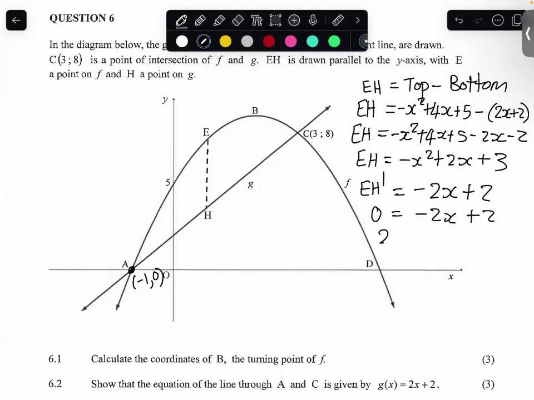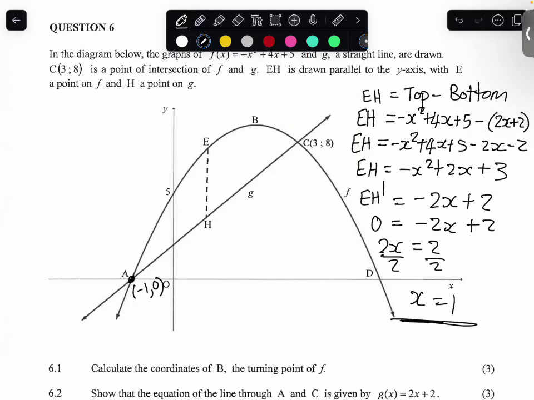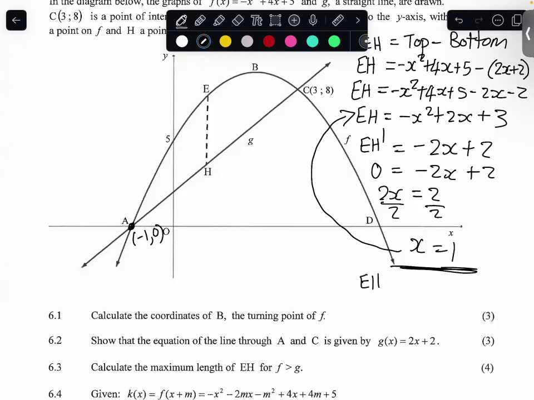Take that over, that gives you 2x is equal to 2, divide both sides by 2, then x is equal to 1. This is not the answer. This is what will produce the answer. You're going to take this and sub back into the original equation, the equation before you found the derivative. So just the step before you found the derivative, you're going to sub back in there, and you're going to say EH max is equal to minus 1 squared plus 2 into 1 plus 3. And that's going to give you the answer of 4. And that's the maximum length, okay?